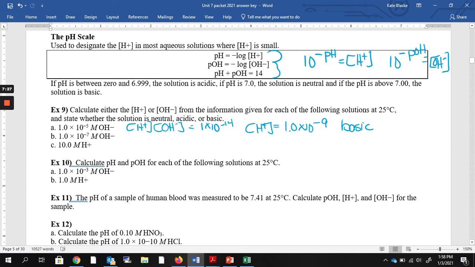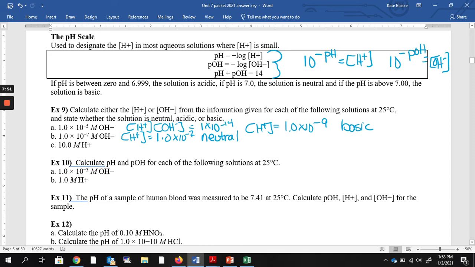For B, 1 times 10 to the negative 7th. Again, something times 1 times 10 to the negative 7th needs to equal 1 times 10 to the negative 14th. So in this case, my H plus is going to have to be 1 times 10 to the negative 7th, because negative 7 plus negative 7 gives me negative 14. Since they are the same, this solution is going to be neutral.